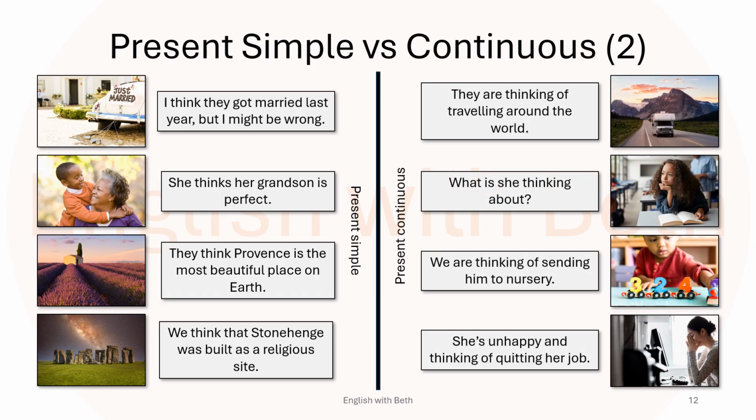On the other side, we have present continuous. They are thinking of travelling around the world. What is she thinking about? We are thinking of sending him to nursery. She's unhappy and thinking of quitting her job. Here, think has been used to express the action of considering something or thinking about doing something. So we have used present continuous.